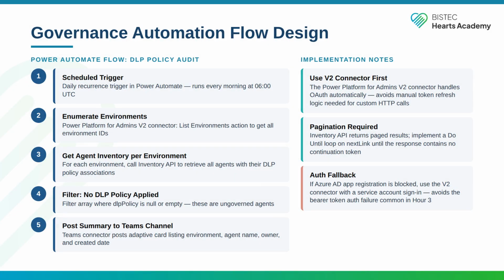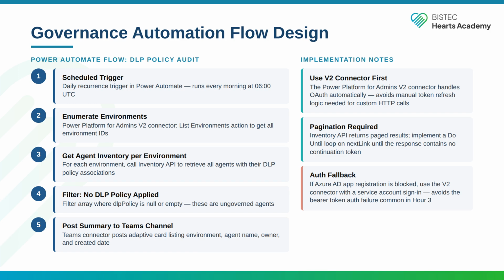The governance automation flow you will build in Hour 3 implements a daily DLP policy audit, a scheduled flow that identifies every agent in the tenant operating without a DLP policy boundary and reports them to a Teams governance channel. The flow has 5 steps. The first step is a scheduled trigger in Power Automate, a daily recurrence configured to run at 0600 UTC. Running before business hours means the governance report is available at the start of each working day without any manual admin action.